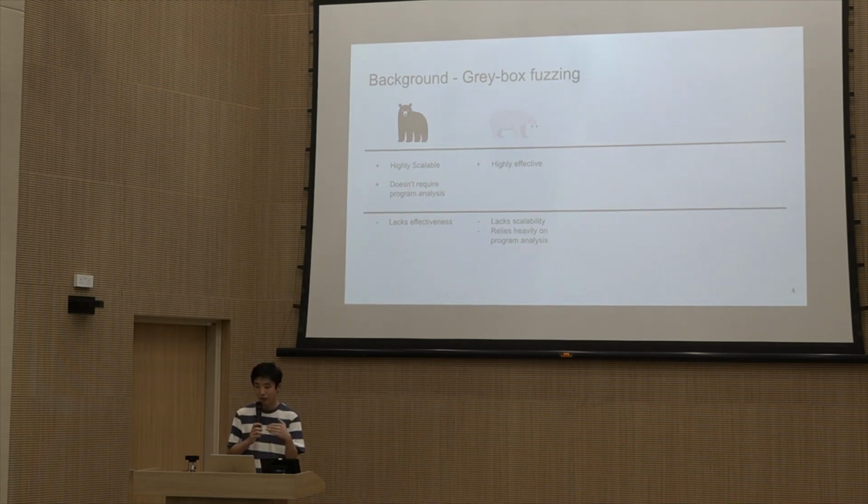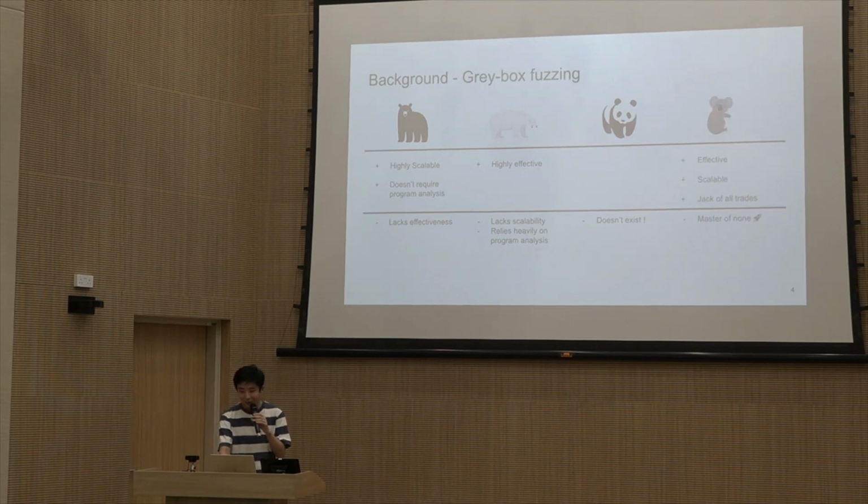So you may think black box is scalable but not effective, and white box is effective but lacks scalability. You may think we can combine them together, but actually this doesn't exist. What we can get is gray box, something in between.